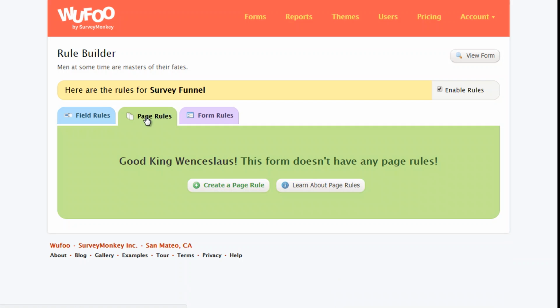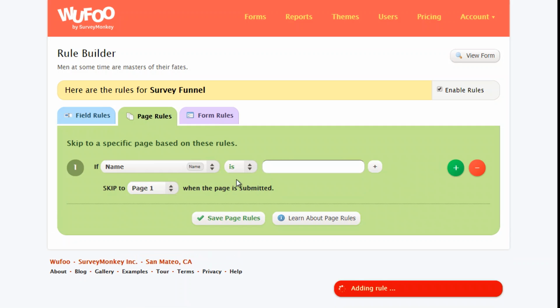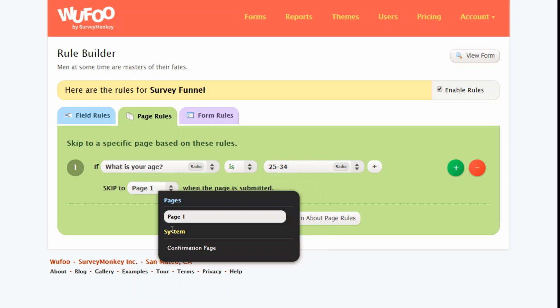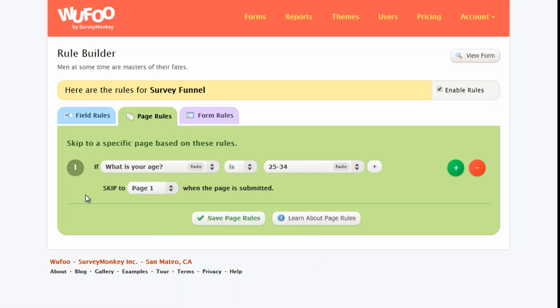We have page rules, which allow you to redirect them to a certain page. So you can create a page rule if their age is that, skip to a specific page. So you could have different pages. You could have pages just for the fathers, for the single women or the married women or the elderly couples. And on those pages, you could have an opt-in form where they fill it out, or you could send them to a page which has a video on it.